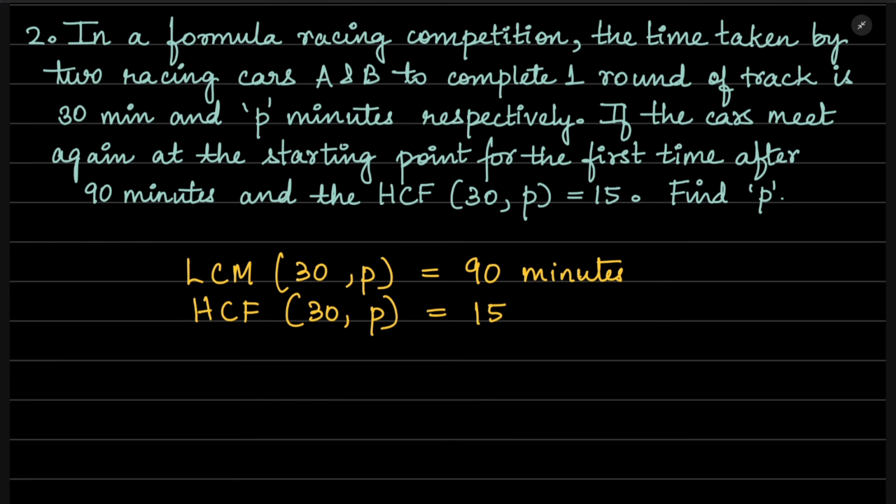You should know that if the cars meet again at the starting point for the first time after 90 minutes, then 90 is going to be the LCM of the two values, 30 and P. HCF is again 15. It's definitely going to be the same unit, because 30 is in minutes and P is also minutes. So the HCF and LCM values will also be in minutes.